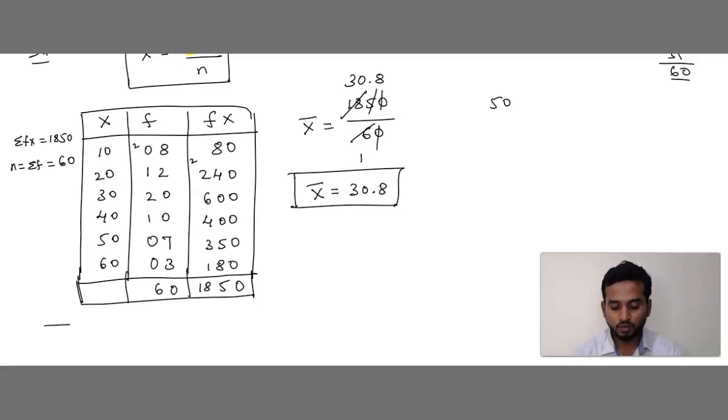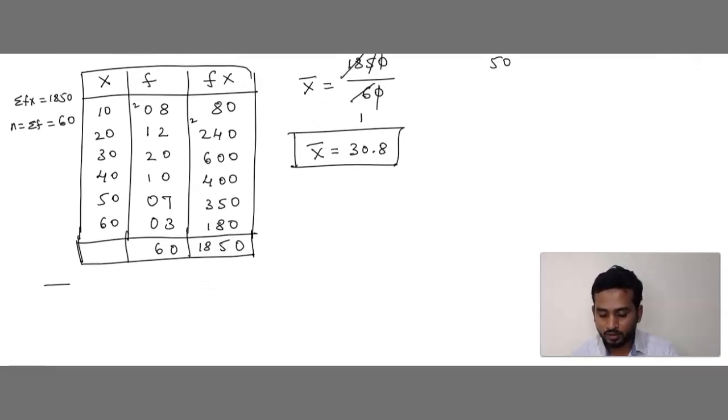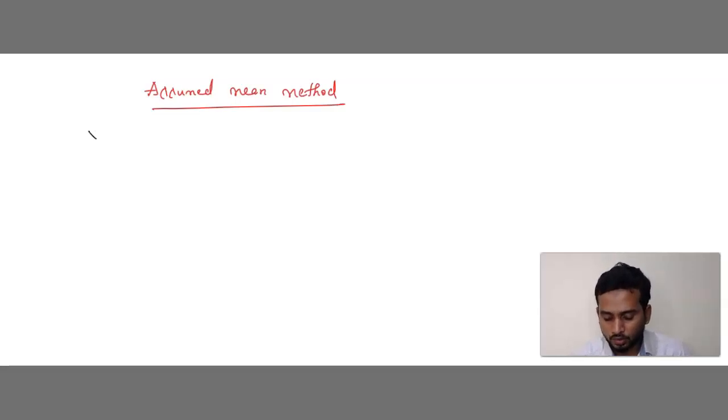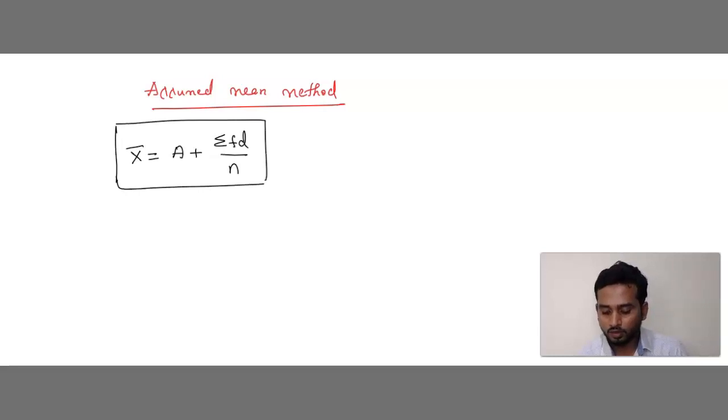So remember these x values: 10, 20, 30, 40, 50, 60. And f values are 8, 12, 20, 10, 7, 3. Let's see by using the next method. Now we are solving the same problem by using the assumed mean method. In the assumed mean method also, the same thing we should do. First we have to write the formula. What is the formula? X bar is equal to a plus sigma fd by n. So this is our formula.